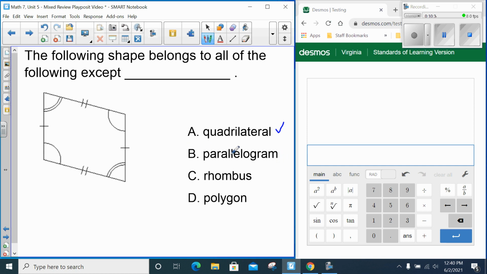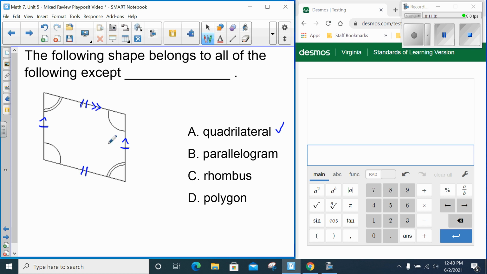Choice B says a parallelogram. Is this a parallelogram? Well, remember, to be a parallelogram, you need to have opposite sides congruent. The left and the right side are definitely congruent. The top and the bottom are definitely congruent. So yes, its opposite sides are congruent. These opposite sides should also be parallel. I can tell by looking at them that the top and the bottom are parallel, and so are the left and the right. You can mark the parallel sides with these little arrows.